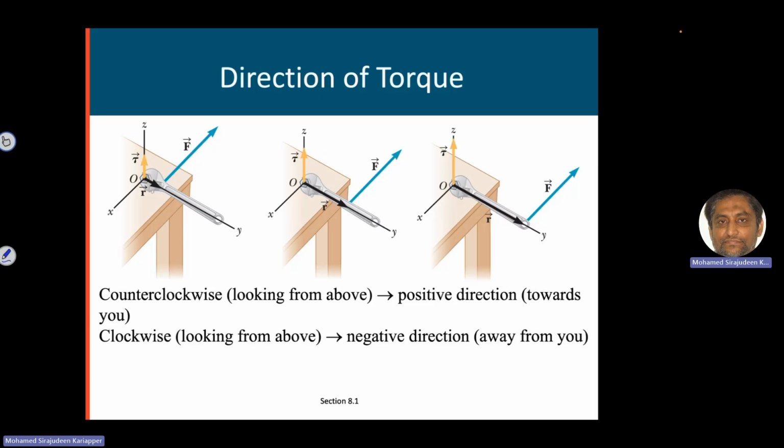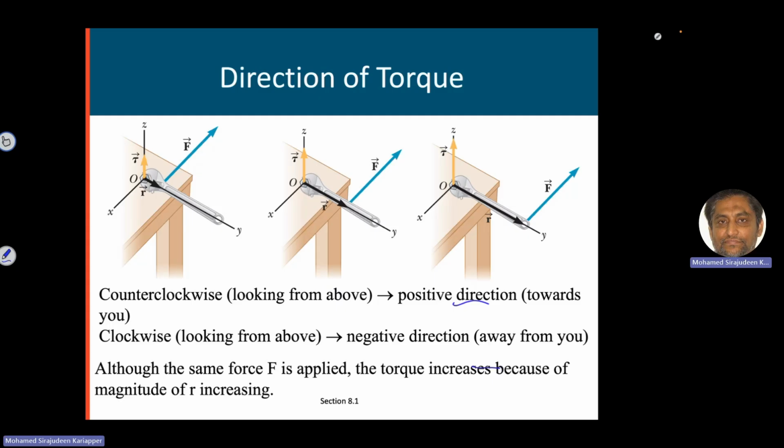And direction, we talked about it before also. What is the direction of this torque? Torque also has direction. The direction in which it is trying to turn is the direction of the torque. So it is counterclockwise here. Counterclockwise is positive, clockwise is negative. So you should keep that in mind. Here you see the same force is applied, right? But the last one will have the greater torque.